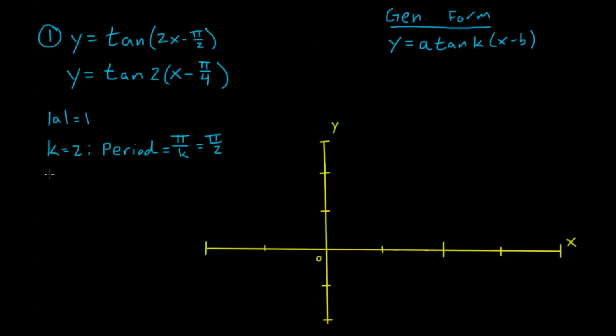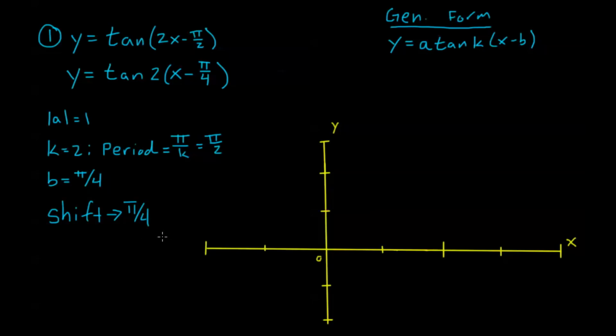Now we also have one more piece of information. I have that b equals pi over 4. That negative is a part of my general formula. So b is not negative pi over 4, b is a positive pi over 4. So that b being positive pi over 4 means I'm shifting to the right by pi over 4. Shifting in the positive direction by pi over 4 units.